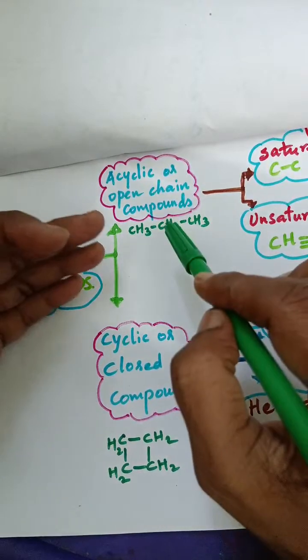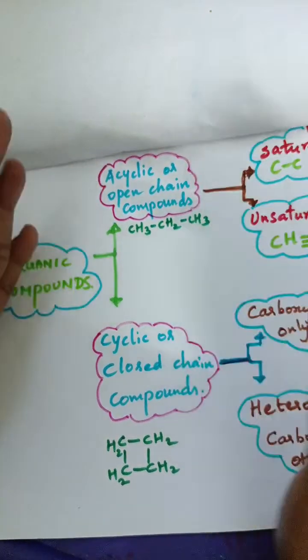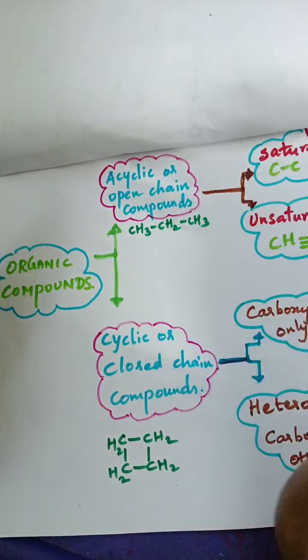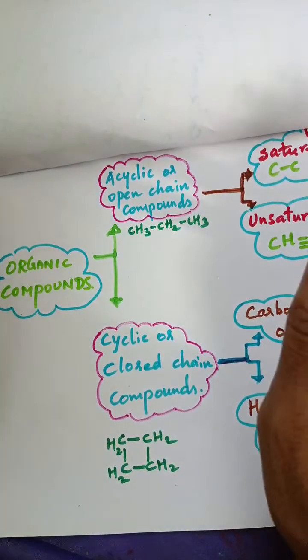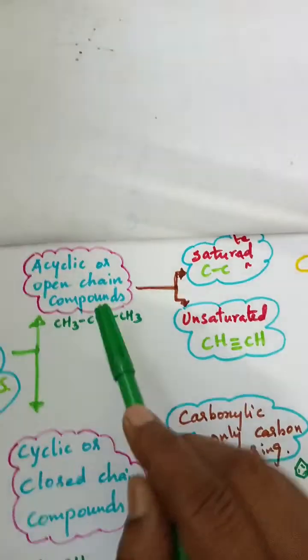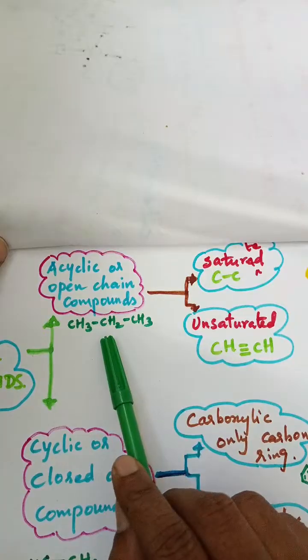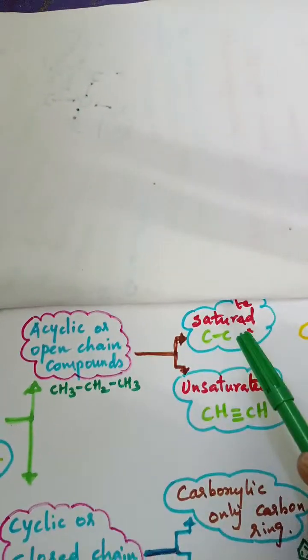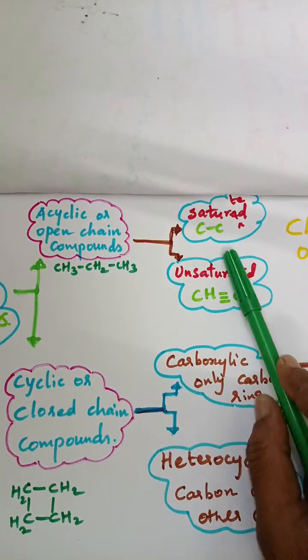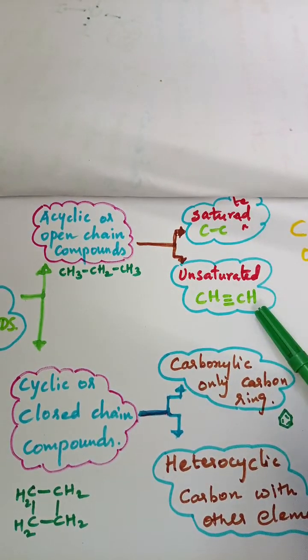So with the help of covalent bond formation only. Wherever the carbon is combined with another atom, there will be covalent bond formation. Okay, have it in your mind. And then this open chain compound will be further classified into two. What are they? Saturated and unsaturated.